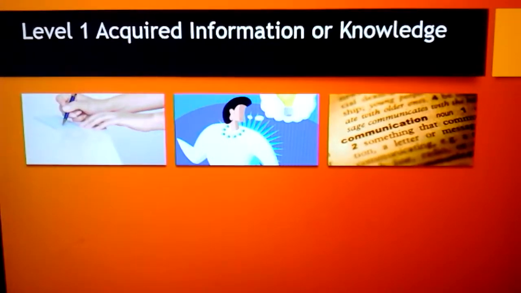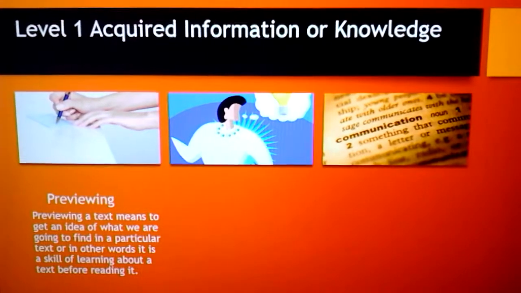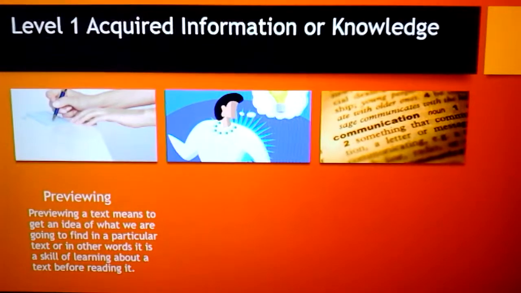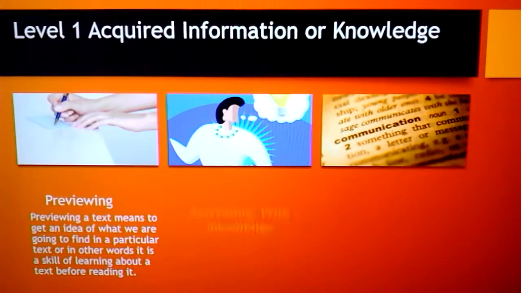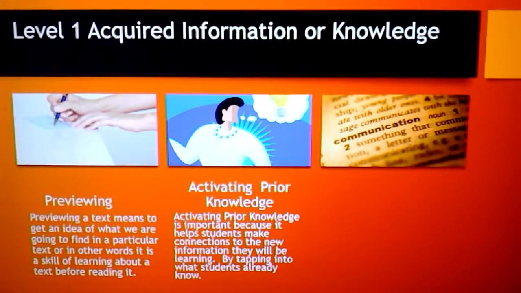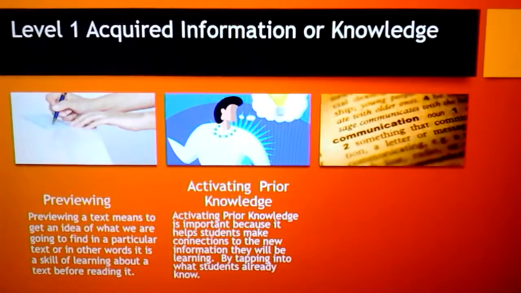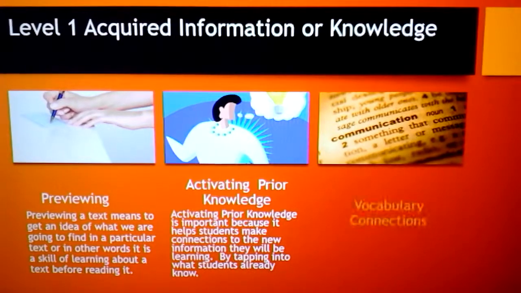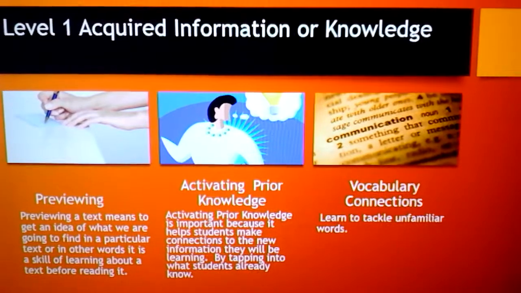So the first level, where we acquired information or knowledge, we use a concept called previewing. Previewing means to get an idea of what you're going to find out in a particular text, or in other words, it's the skill of learning about the text before you read it. Activating prior knowledge is important because it helps students connect the new information they will be learning by tapping into what they already know. Vocabulary connections. We learn to tackle unfamiliar words.